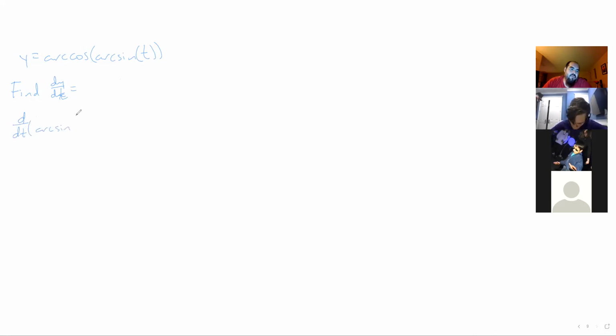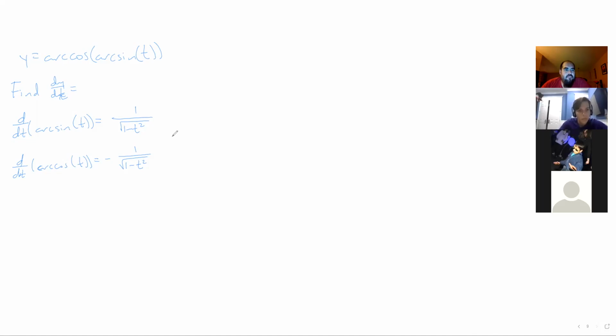Okay. So what's the derivative of arc sine of t? Is it just arc cosine? No. It's 1 over the square root of 1 minus t squared. Oh, okay. And then the derivative of arc cosine t is negative, the same thing. Negative radical 1 minus t squared. Okay. So based on those 2 facts, how can I handle this overall derivative?